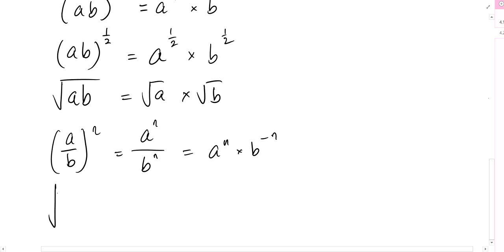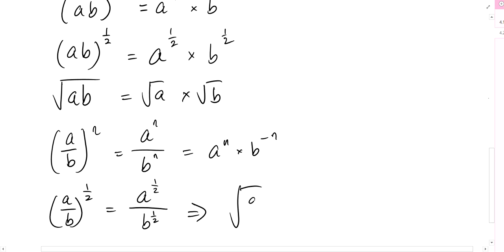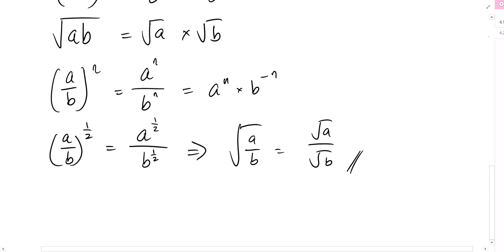So again, I'm going to introduce the square root symbol. A over B power half must therefore be A power half over B power half, which means that square root A over B is square root A over square root B. Okay? Laws of indices, nothing new, just a recap. Okay, next one.